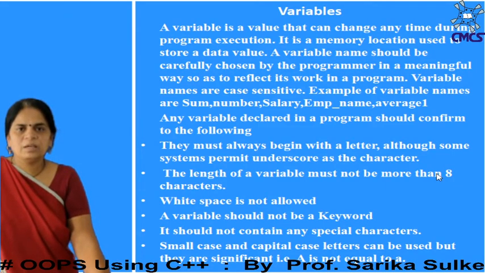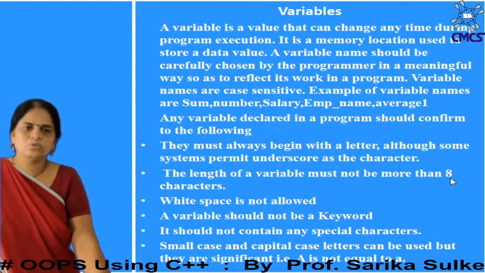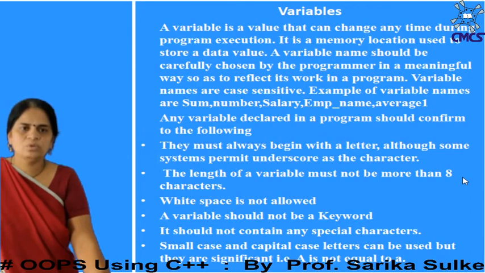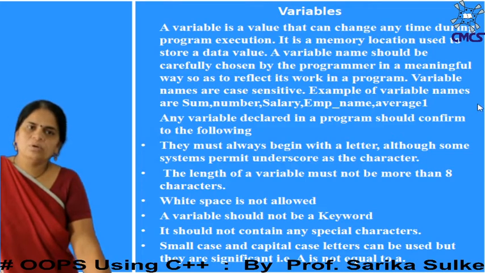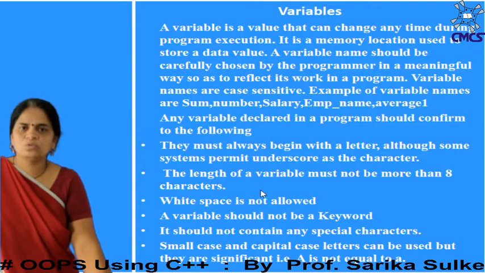So variables can have small case letters also and the capital case letters also. But if we use capital A, then that capital A will be different from the small a. Means there can be two variables, capital A and small a also. So if you declare a variable Total in capital, then you must use Total in capital only. So these are the rules of variables, and any name which satisfies these rules can be a variable name.